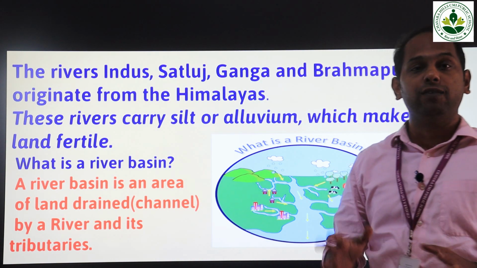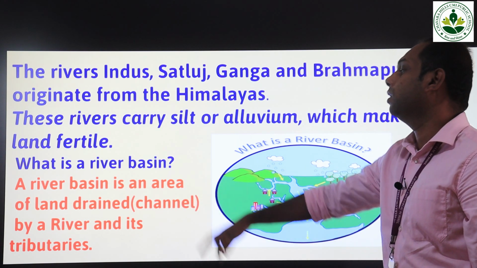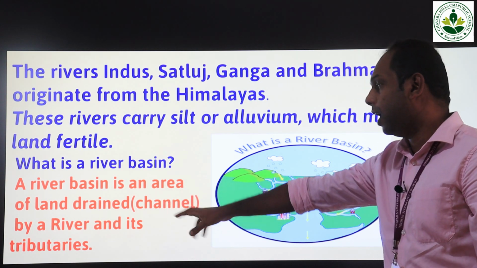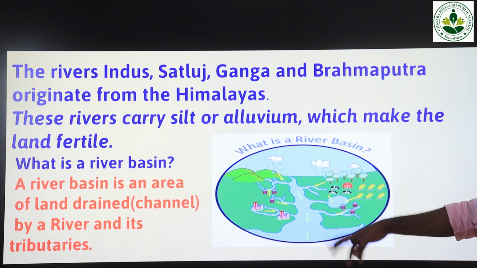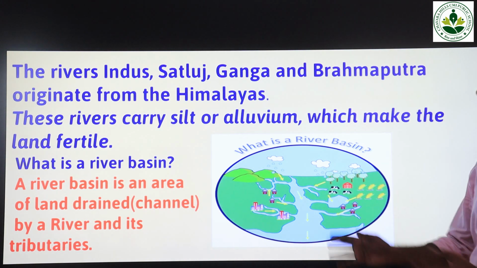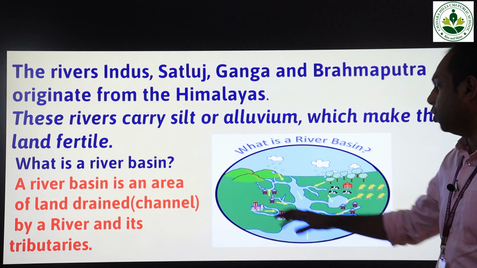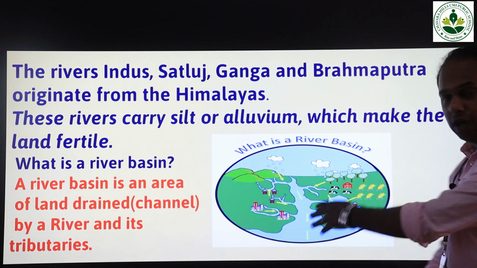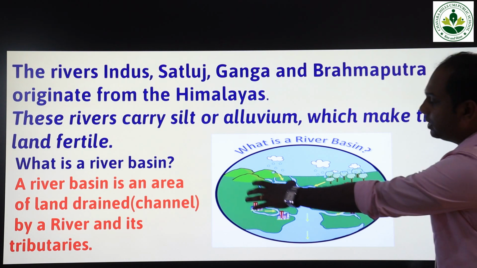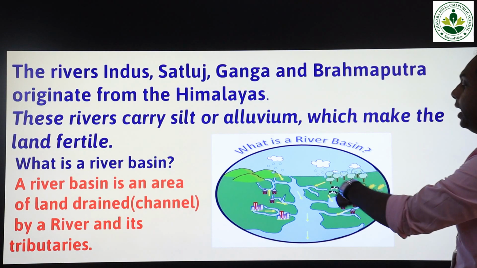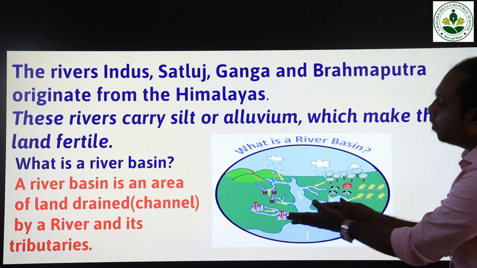Now let's learn what is a river basin. A river basin is an area of land drained by a river and its tributaries. I think this picture will help you to understand the river basin. What is a river basin? It is a portion or an area of land drained or fed or supported by a river and its tributaries. See in the picture you can find these greenery areas are supported or fed by what? One main river and small rivers.